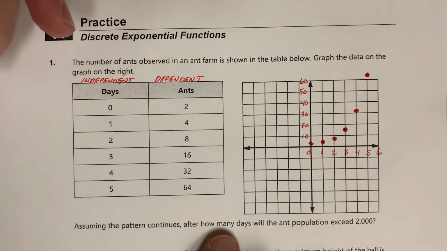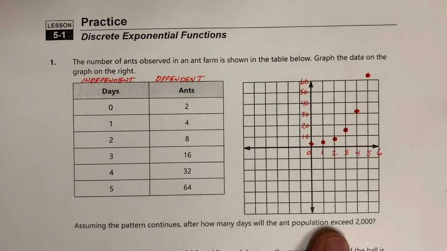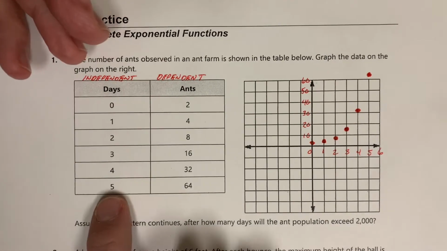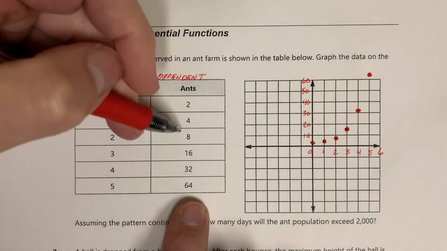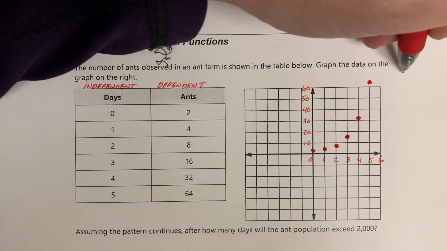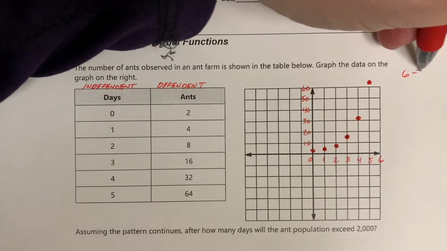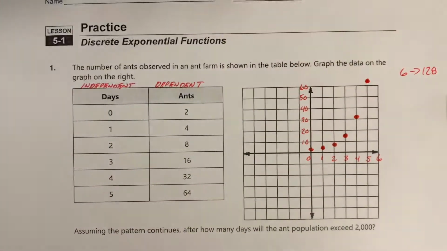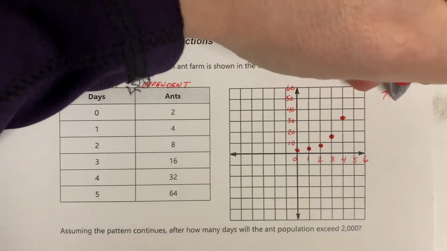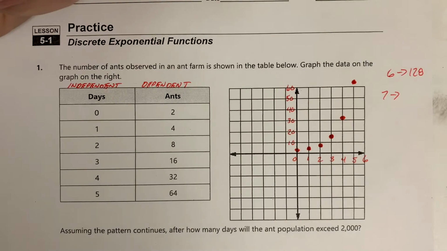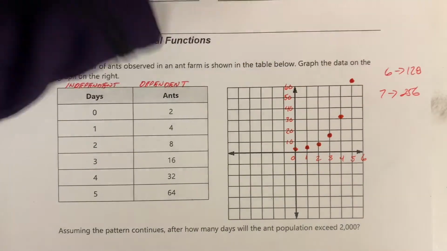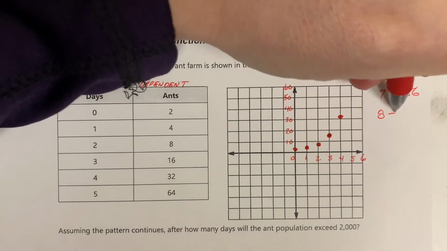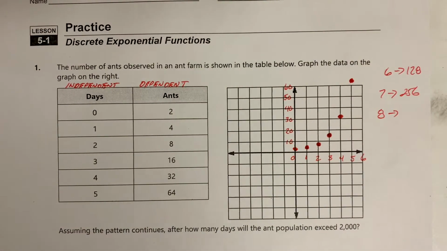Assuming the pattern continues, after how many days will the ant population exceed 2,000? That's a good question. At 5 days, it's 64. It looks like it's doubling each day. So at 6 days, you would double the number of ants. If you take 64 and double that, you get 128. At 7 days, you double it again, and if we multiply by 2 again, we get 256. At 8 days, another doubling. Multiply by 2 and you get 512.